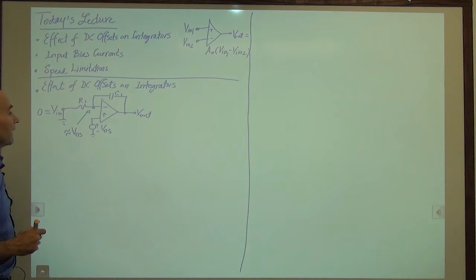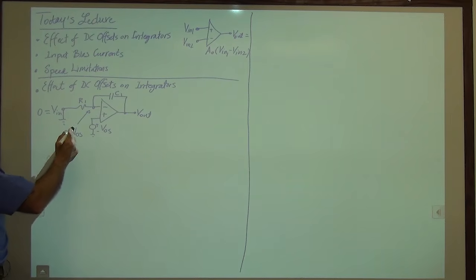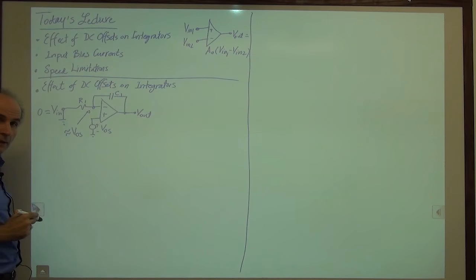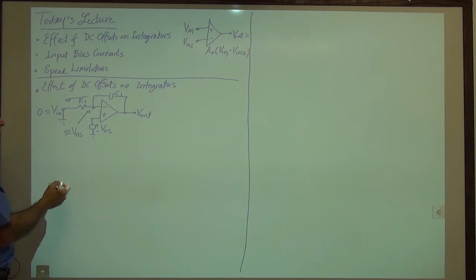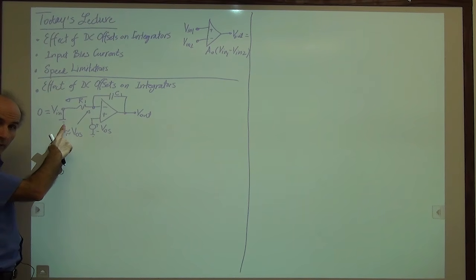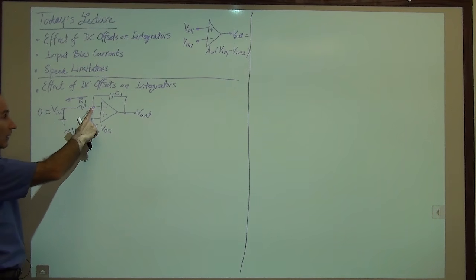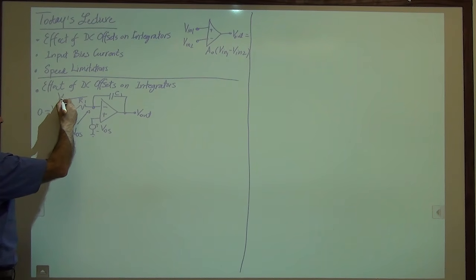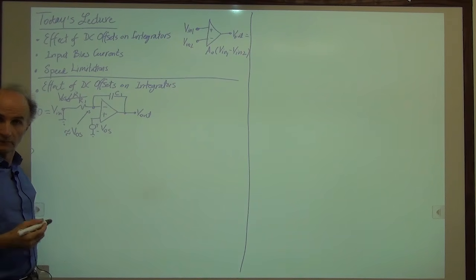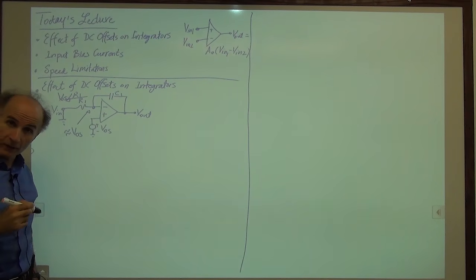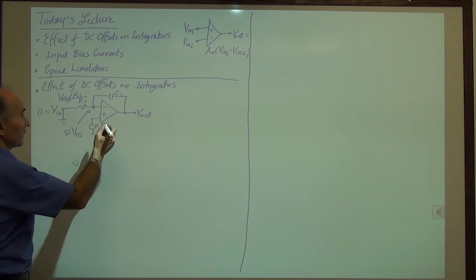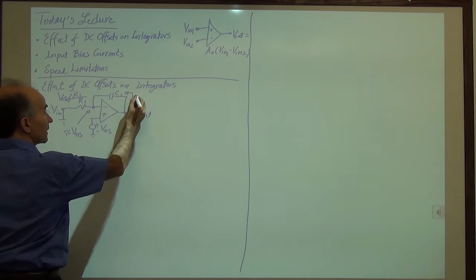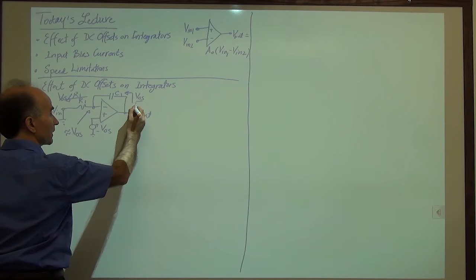Okay, so now let's go ahead and see what happens. If this voltage is VOS, I know the current through R1 flowing this way. R1 has 0 on its left terminal, VOS on its right terminal. So the current through R1 is just VOS over R1. Okay, that's easy. And this current must flow through C1 because it has nowhere else to go. So the current through C1 flowing this way is also VOS over R1.